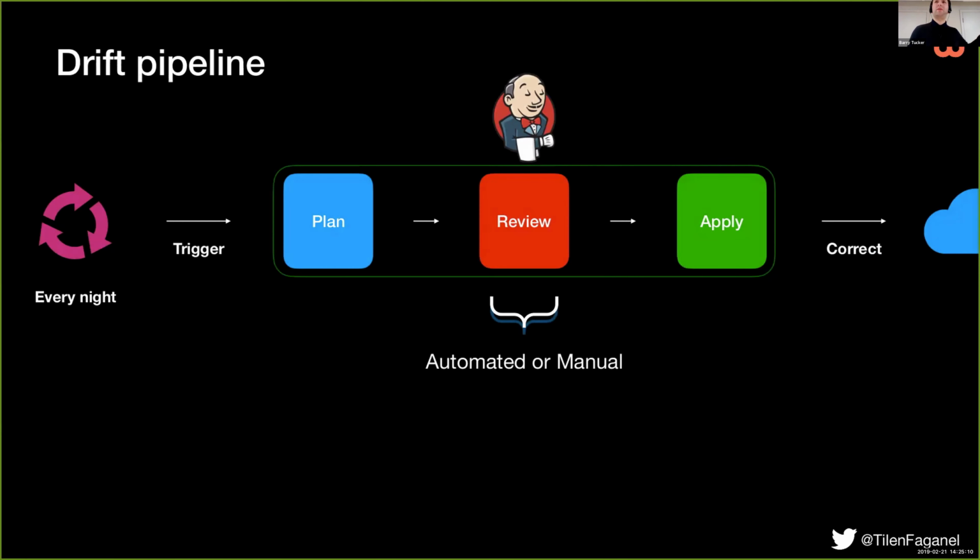Every day we'll check if something changed. Let's say someone changed some security groups, and we'll know about it. And then we can review it, manually or automatically, and then apply it to correct it. This pipeline can then automatically or manually correct changes as they happen in your infrastructure. And that is a special, powerful thing we can do with infrastructure code.